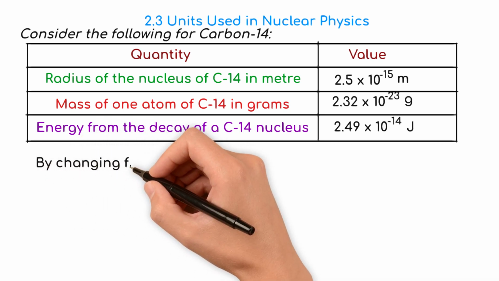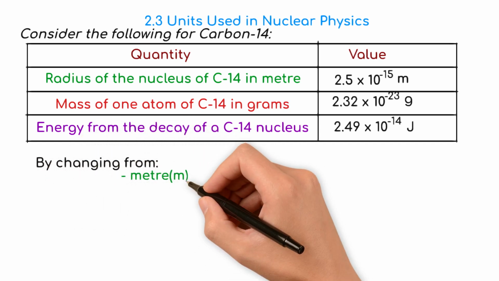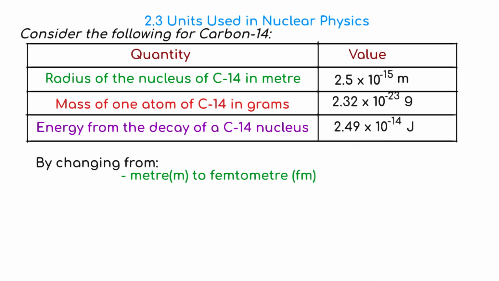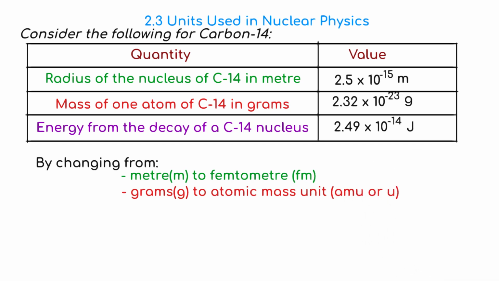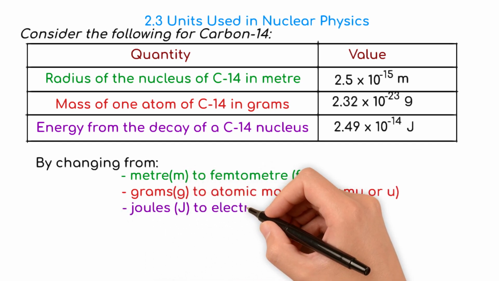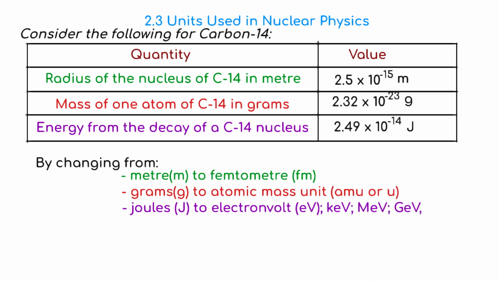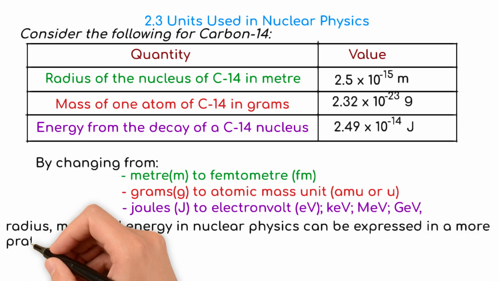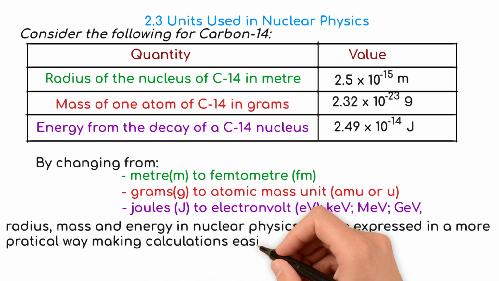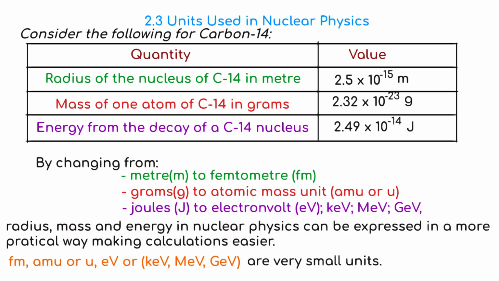So by changing to much smaller units, like in the place of meter we use femtometre, and in the place of gram or kilogram we use atomic mass unit, which is usually abbreviated AMU or U for short, and in the place of joules we make use of electronvolt and its derivatives, will actually help us to express quantities in nuclear physics in a more practical way, which will also make calculation easier.